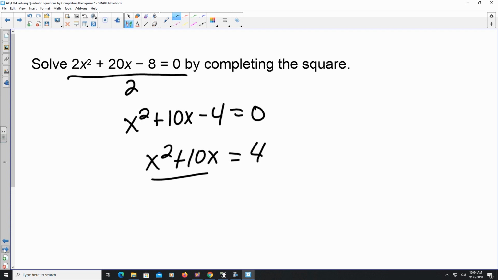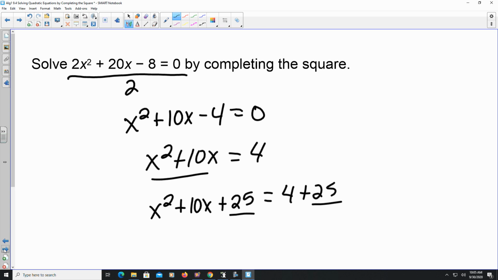I'm now going to begin to complete the square of x squared plus 10x. So I'm going to find my value for c. x squared plus 10x plus, 10 divided by 2 is 5. 5 squared is 25. And then that's going to be equal to 4 plus 25, because since I added 25 to the left side, I must do that to the right-hand side.